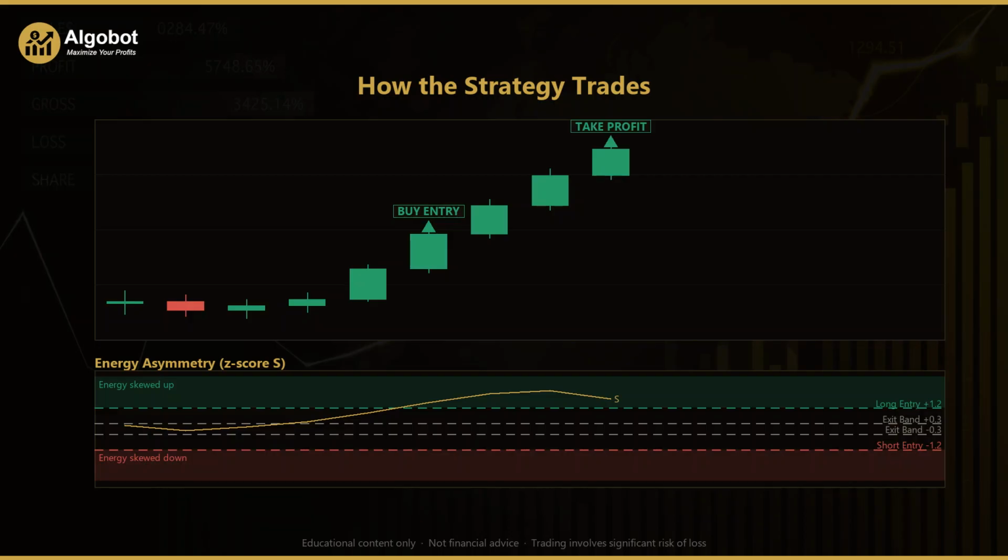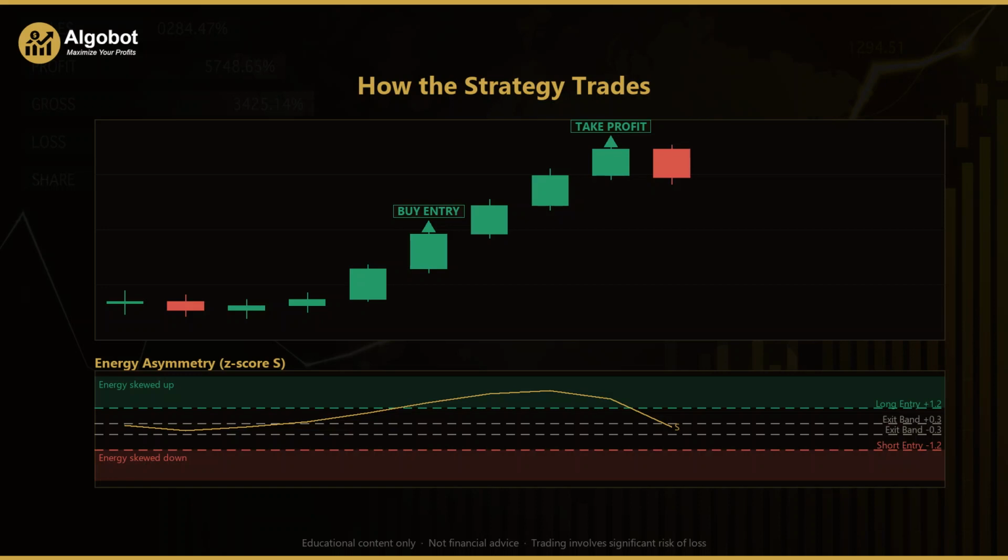From there, price follows the energy. The next candles extend higher in a clean, steady advance, each one closing near its high. The up reservoir keeps its lead, the oscillator stays elevated well above the threshold, and price climbs toward the take profit target. On the ninth candle, price reaches that target and the long position closes for a completed move.